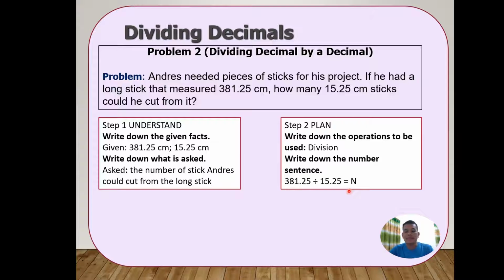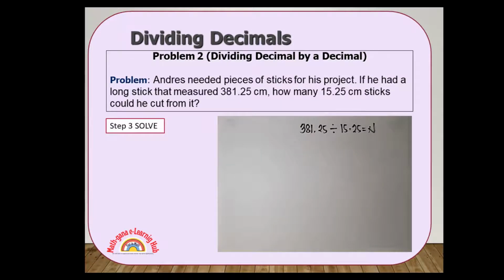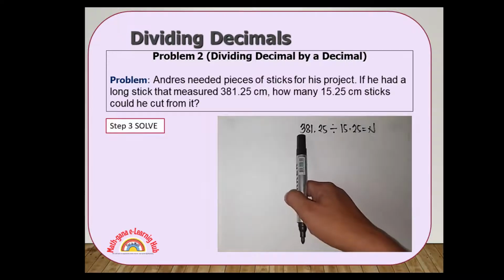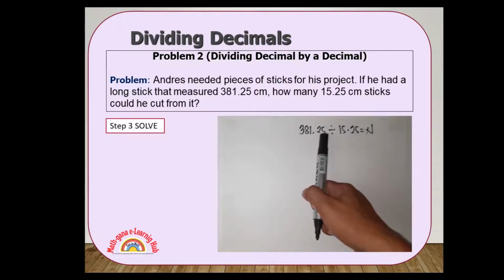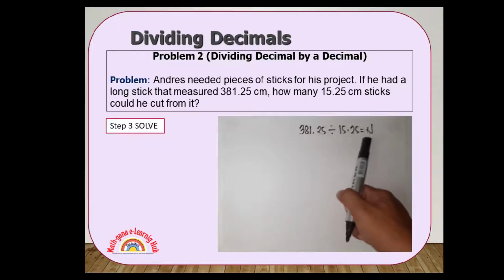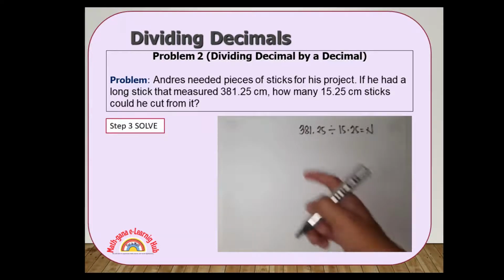And the next step, of course, is we are going to solve. So here, guys, let's move on to step 3, which is solve. So we need to solve our number sentence. This is of course out from the problem. That is 381 and 25 hundredths divided by 15 and 25 hundredths equals n.